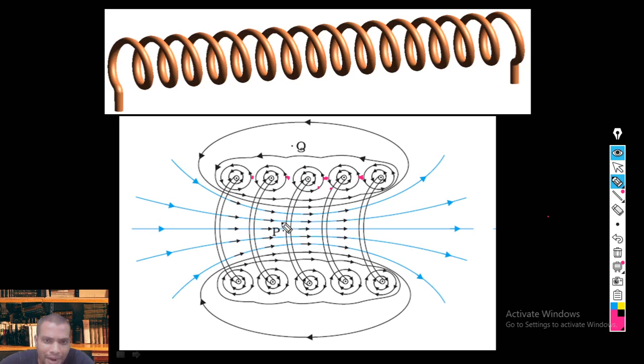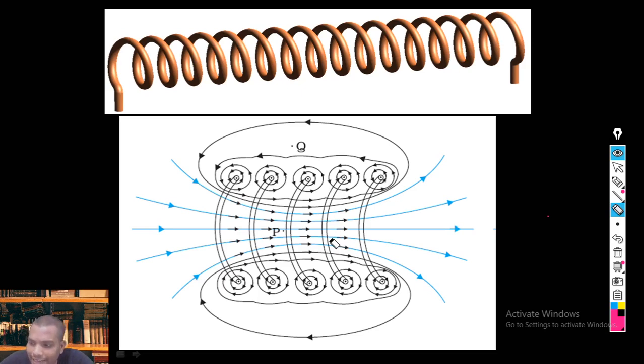If you notice the magnetic field at region P compared to region Q, at Q the magnetic field is 0 because there is no magnetic field line there. But at point P, the magnetic field line density is more. So at point P, the magnetic field strength is more. This magnetic field direction will change if you change the direction of current in the coil.